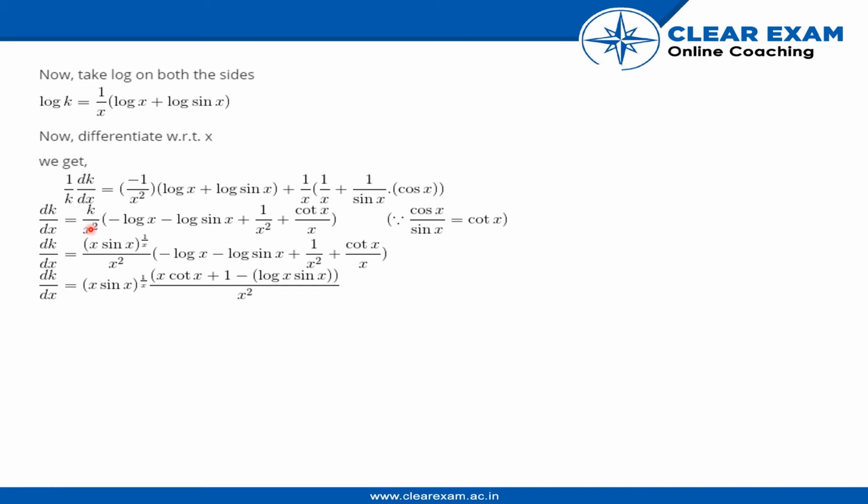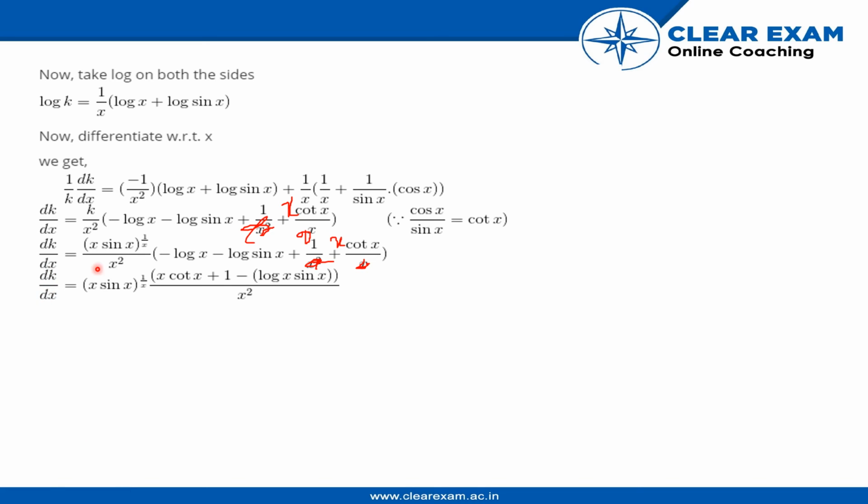Hence, cross multiplying k on the other side, we get dk/dx equals k/x square into (minus log x minus log sin x plus, this is simply 1, and this is x cot x), 1 and x cot x.